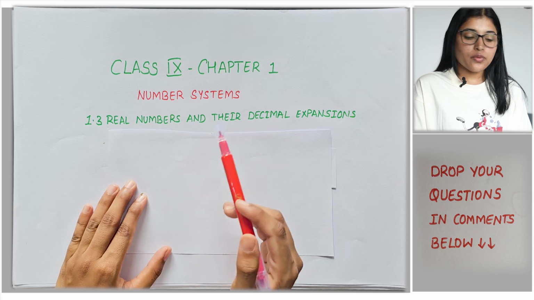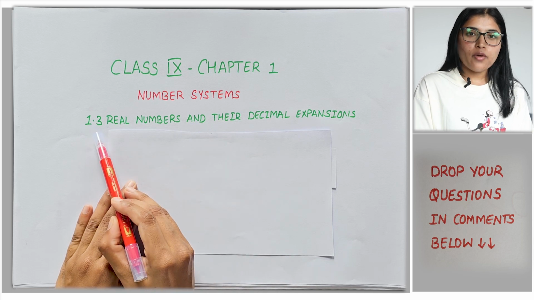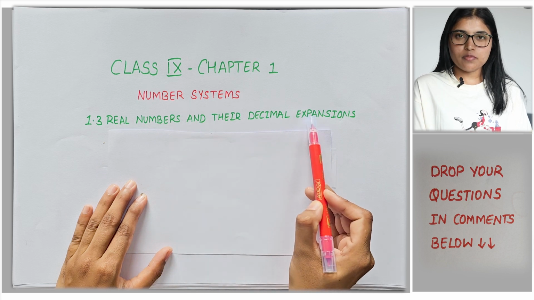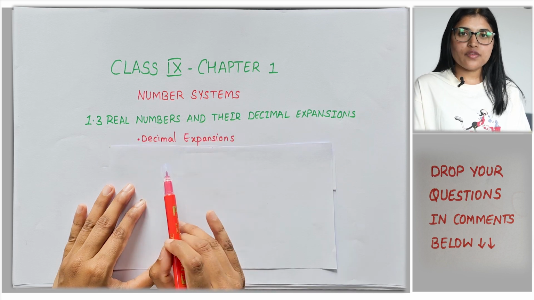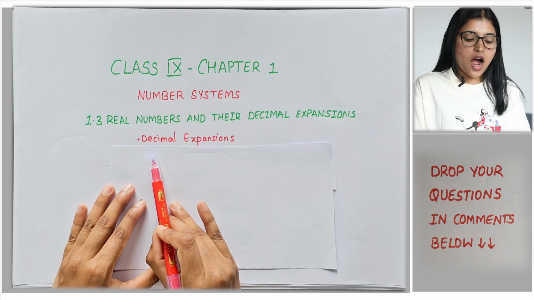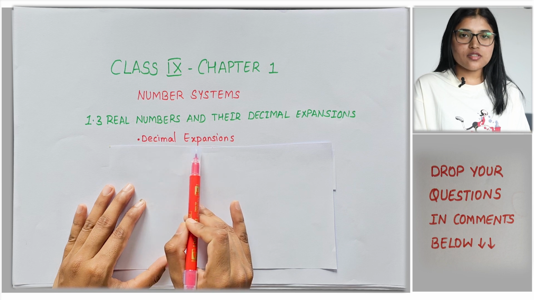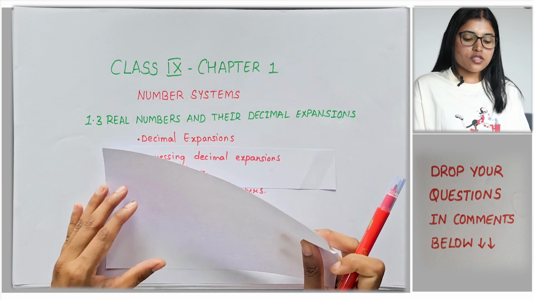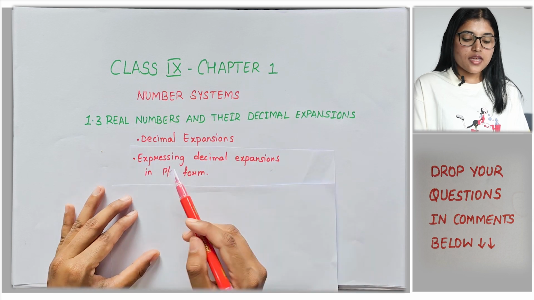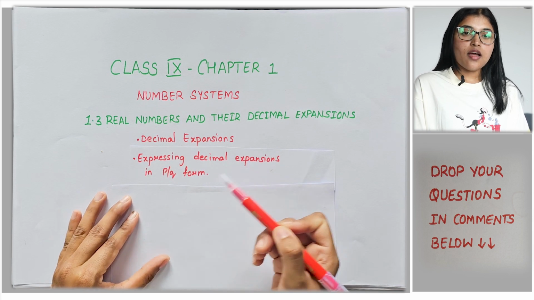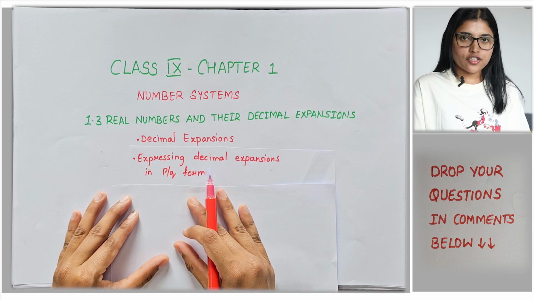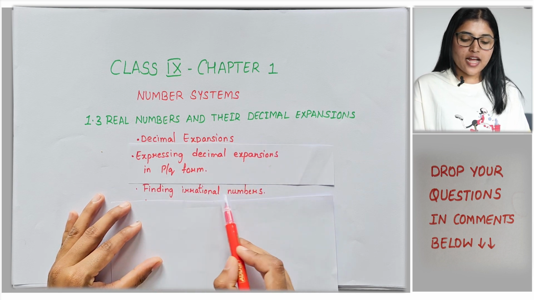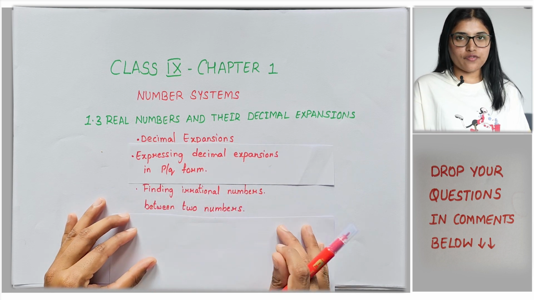In today's video, let us learn part 1.3 of chapter 1, which is real numbers and their decimal expansions. In this part, we will start with learning how to find decimal expansions when the numbers are given in the fraction form, and we will also learn how to express these decimal expansions back into p by q or fraction form, and finally we will learn how to find irrational numbers between two different numbers.